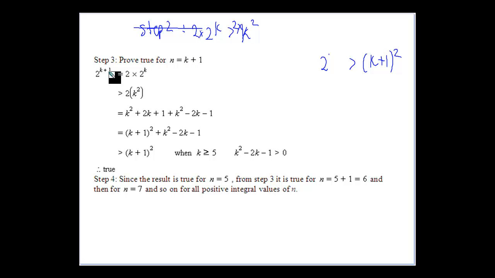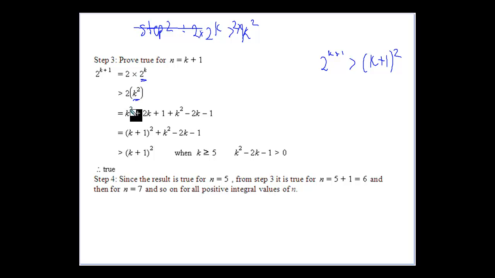We start with 2 to the power of k plus 1. And what we want is that 2 to the power of k plus 1 would be greater than k plus 1 all squared. Can we get there? So again, we decompose it. 2 to the power of k plus 1 is 2 lots of 2 to the power of k. And 2 to the power of k is greater than k squared. So we're able to do that.